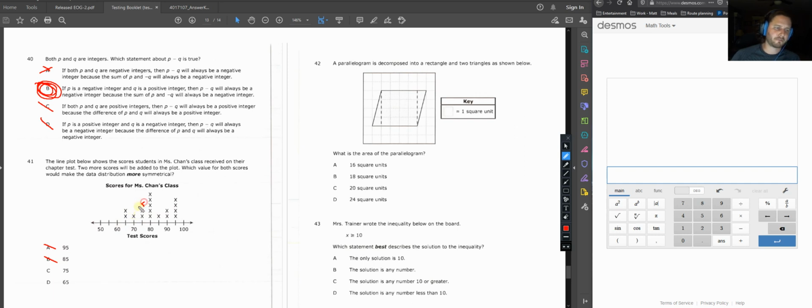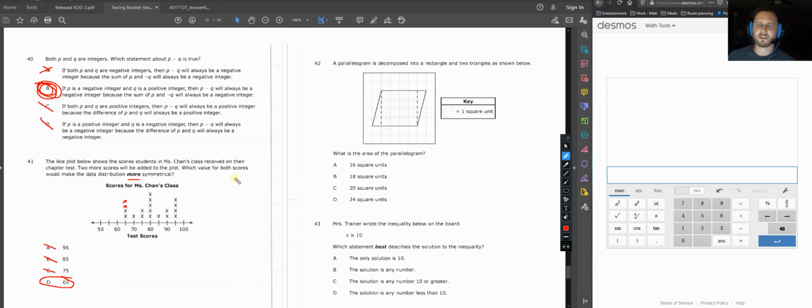75 is close, but I wouldn't say this made things perfectly balanced. It just made the middle part wider, because now the middle is both 80 and 75. But it didn't really make it more symmetrical and more even. Now 65. If I had 2 x's over here, that balances out well with the 95s that were on the other side. And now things are somewhat more balanced. Still not perfect, but it's more symmetrical than it was before. So for 41, we were looking for 65 as our answer.